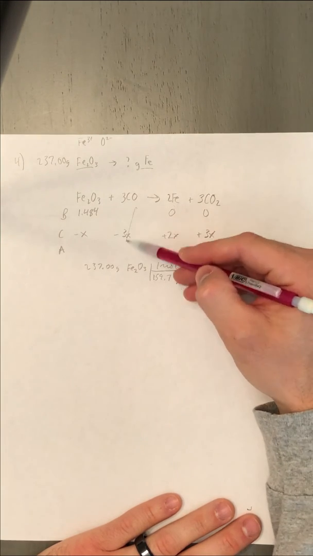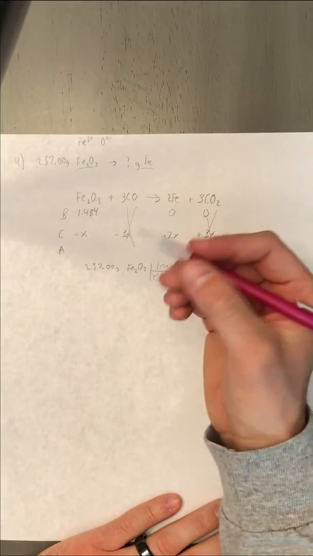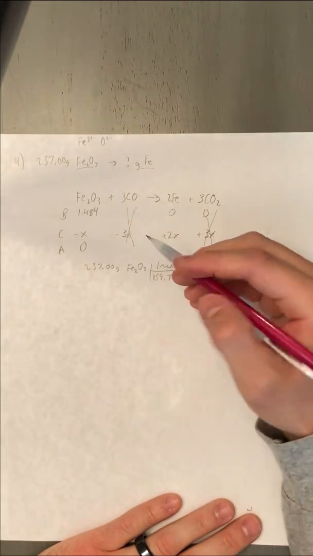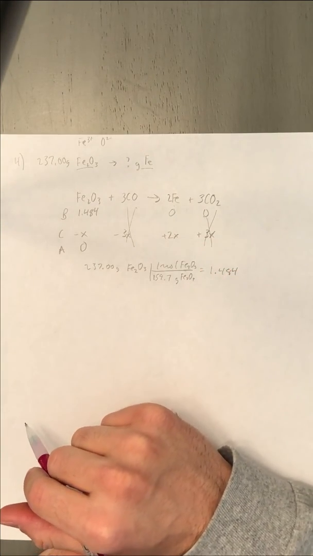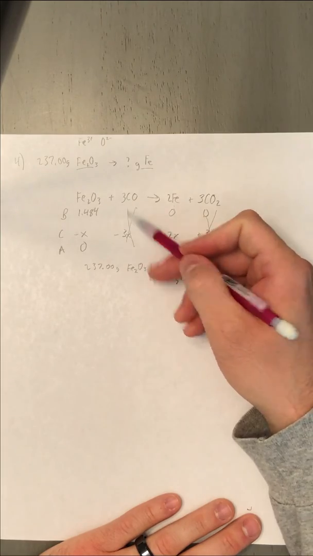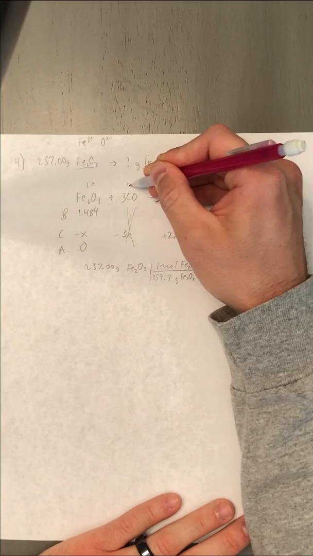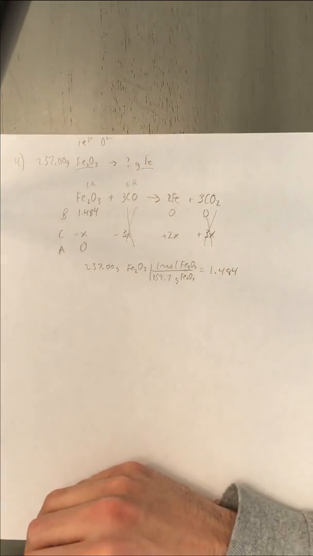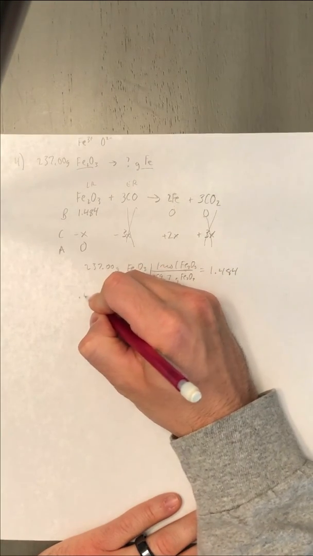This question is asking us nothing about CO and nothing about CO2, so we don't really need to worry about those. This is the only reactant we have, so we know it has to run out. And when you read the question, it says sufficient carbon monoxide. That just means we have as much as we need. So you could think of this as the limiting reactant and this is the excess reactant, because sufficient just means as much as we need. And now we can solve for X.